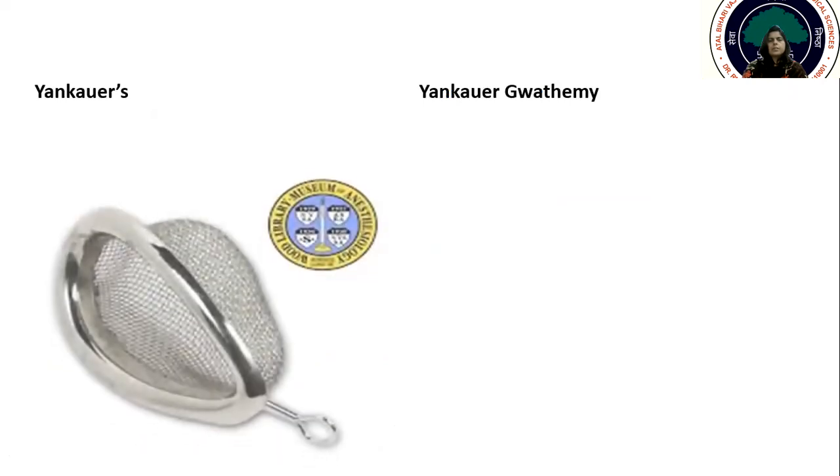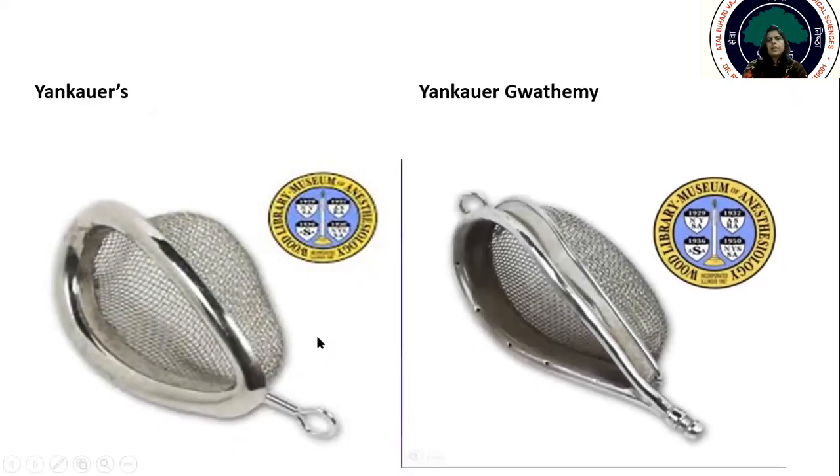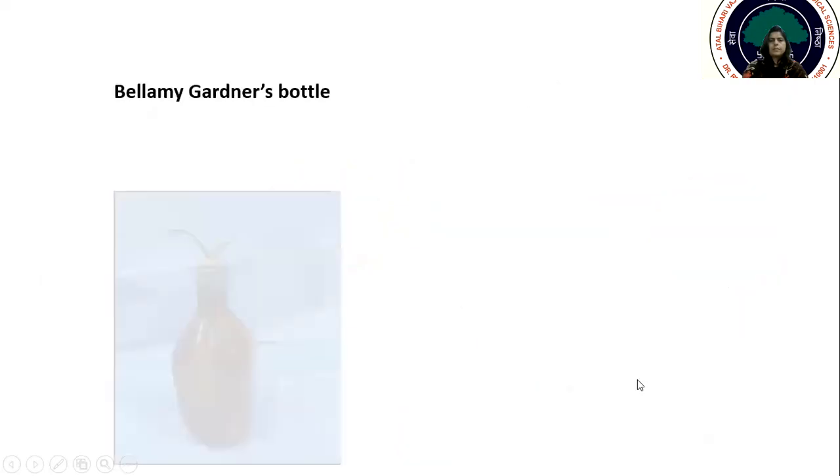Now coming to Yonkers and Yonkers Guathame mask. This is a Yonkers mask. There is a metal frame with a metal mesh over it. And the Yonkers Guathame mask is almost the same except that there is an inlet for oxygen. This is the first mask with an inlet for oxygen, and you can see some holes over here. It will provide oxygen to the patient during delivery of the inhalational agent.